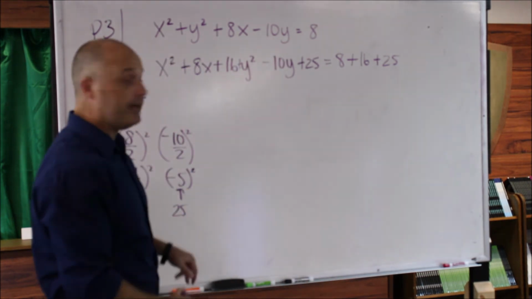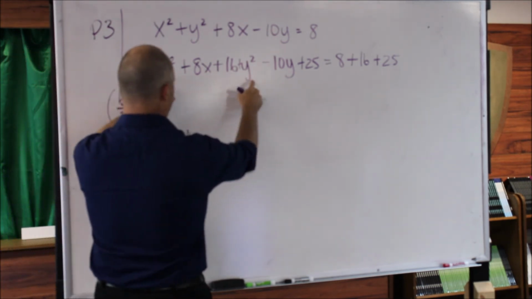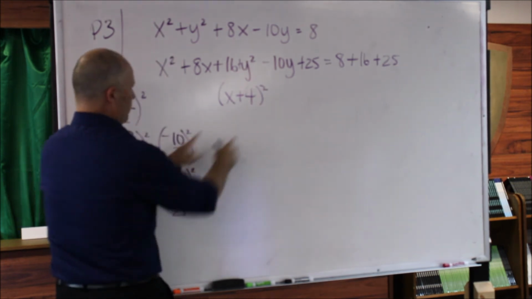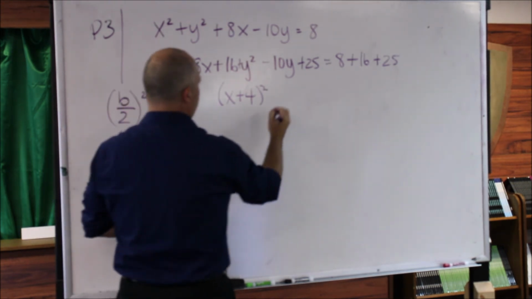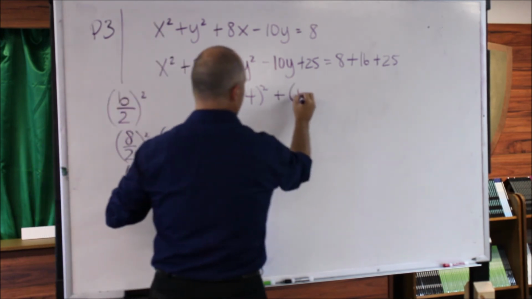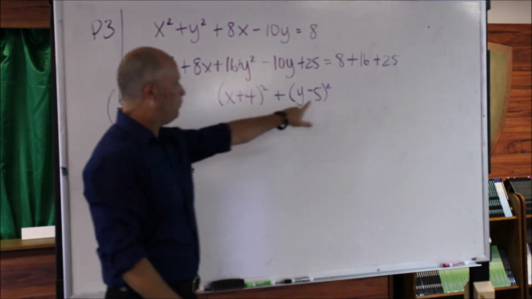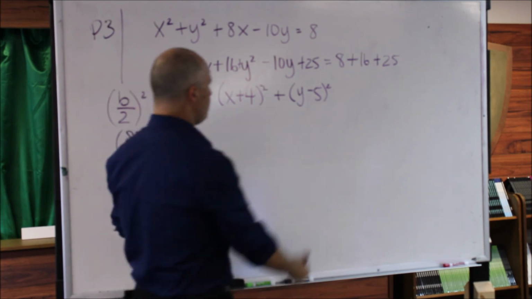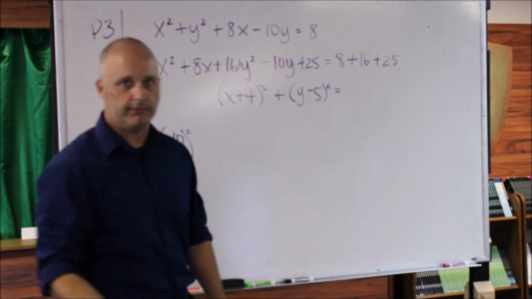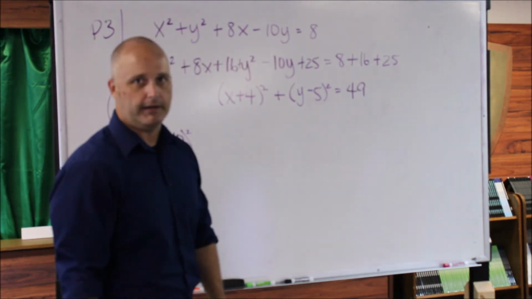So now, like I said, the 4 and the negative 5 become our factors. So this right here becomes x plus 4 squared. This number just goes right here. Then we get plus y minus 5 squared, because again, this number here, before we square it, is what becomes our factor. Then we've got to come over here and simplify this. 8 plus 16 is 24, plus 25 gives us 49. So we know we've got a perfect square right there. It's going to make this a lot easier.